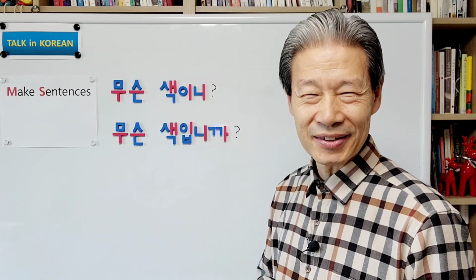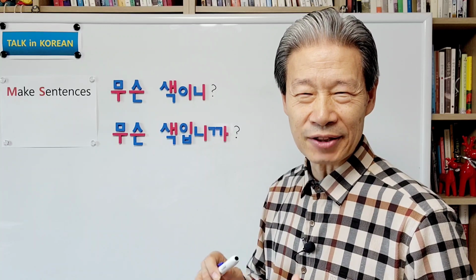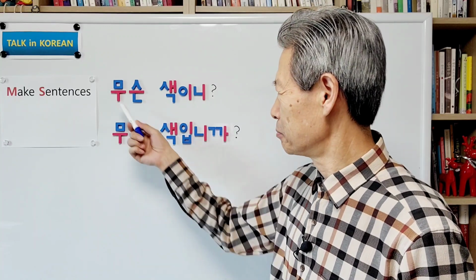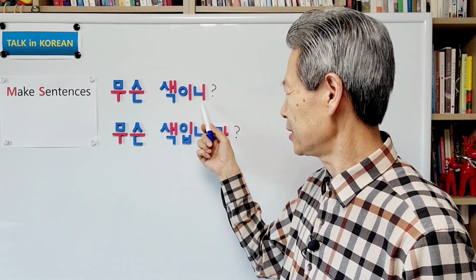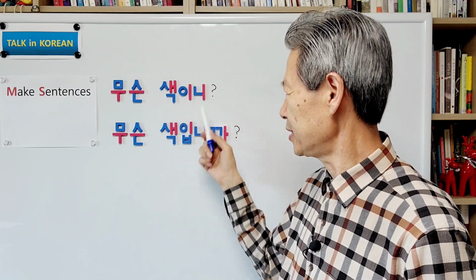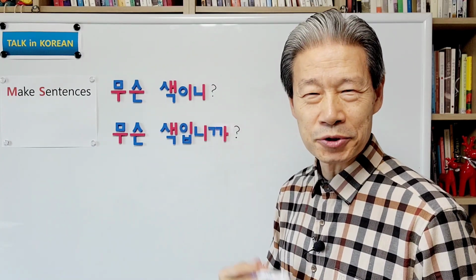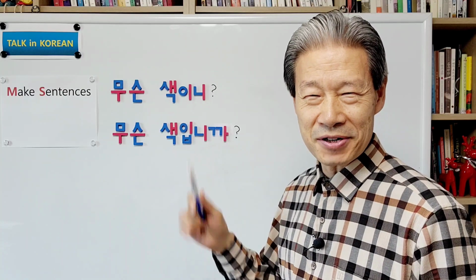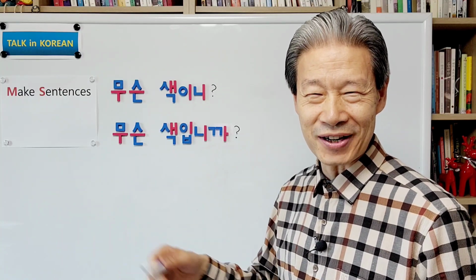In Korean, the casual or informal version of that question is 무슨 색이니? One more time. 무슨 색이니? You can ask 무슨 색이니? This version can be used between your close friends.